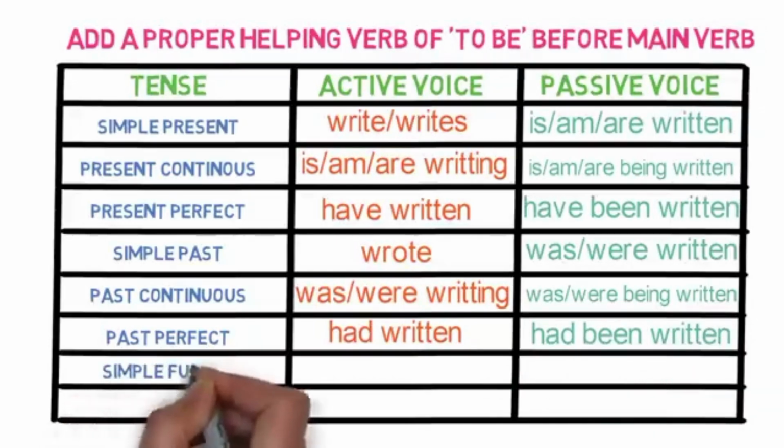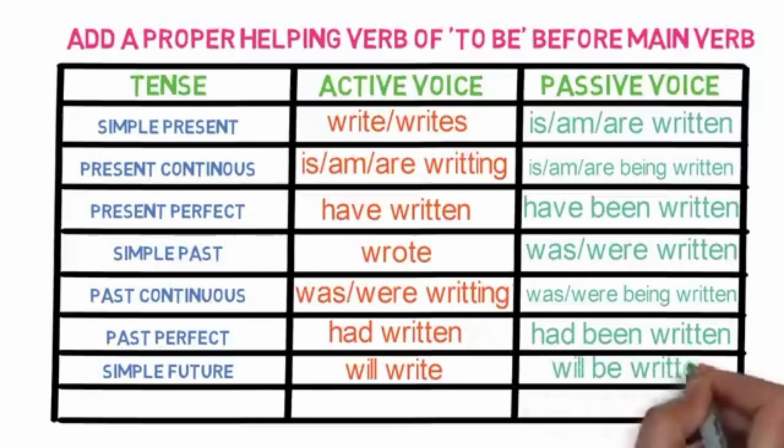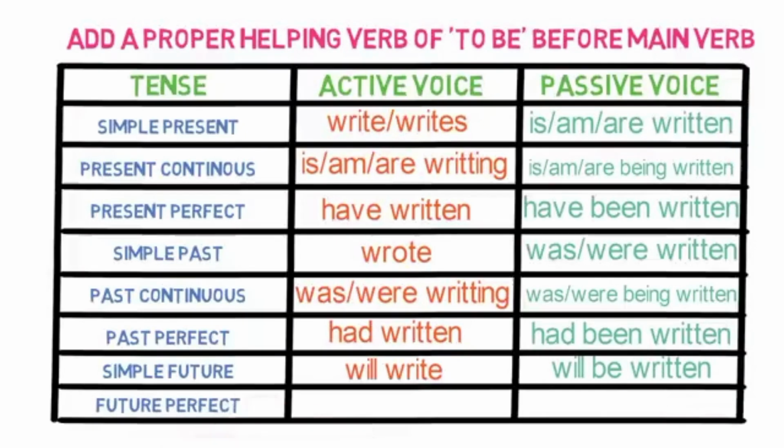For simple future tense, in active voice we use will write, while in passive voice we use the helping verb will be and written, which is the verb's third form. And for future perfect tense, in active voice we use will have written, while in passive voice we use the helping verb been after have and written, which is the verb's third form. So these are the 8 tenses chart for understanding which helping verb to use.